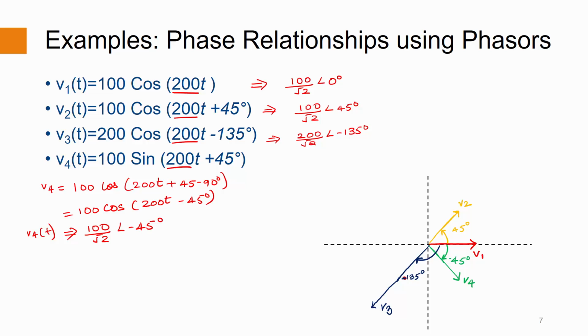Now, if we take the voltage V1 as the reference voltage, we can say that V2 leads V1 by 45 degrees, V3 lags V1 by 135 degrees, and V4 lags V1 by 45 degrees. This should give you a good primer in drawing phasors and understanding phase relationships between phasors.